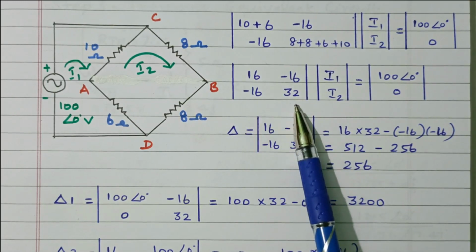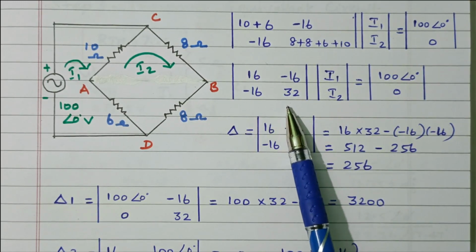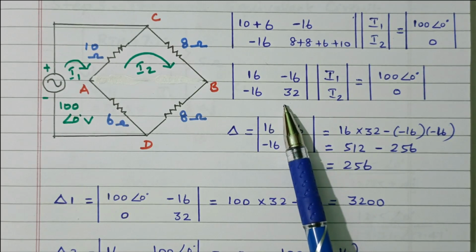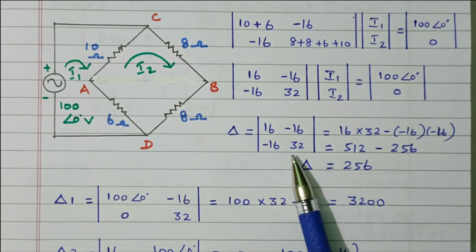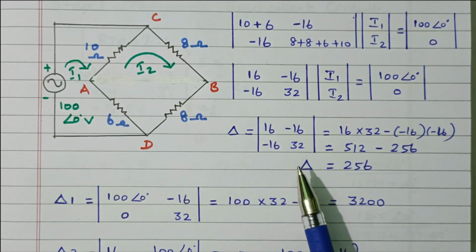A separate video is available for the KVL method. Separate video available for KVL and KCL. So this is the delta value: 16, minus 16, minus 16, 32. So we need to find the determinant value.